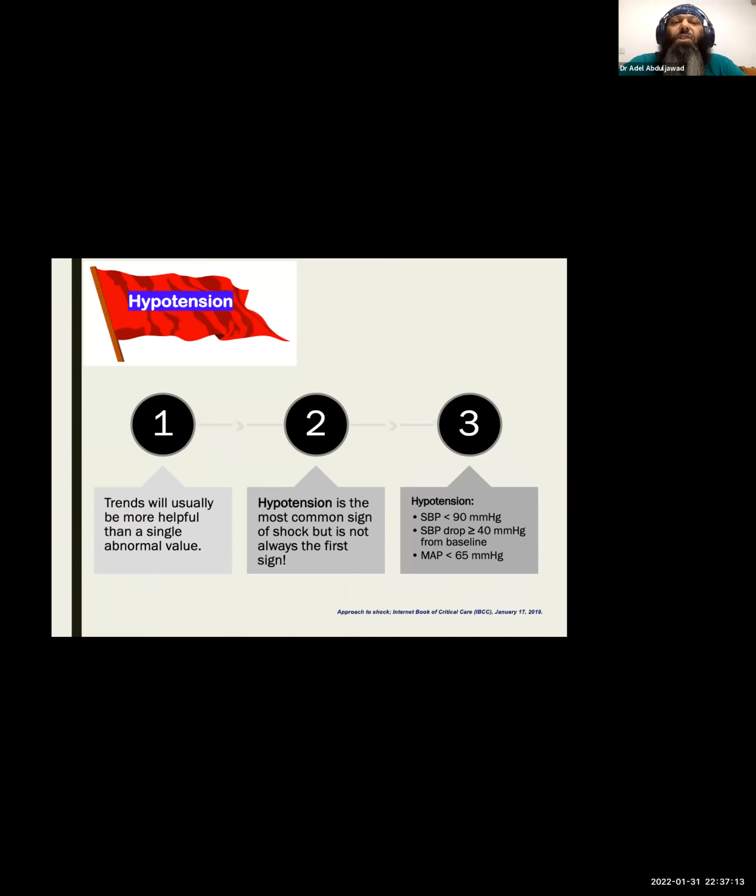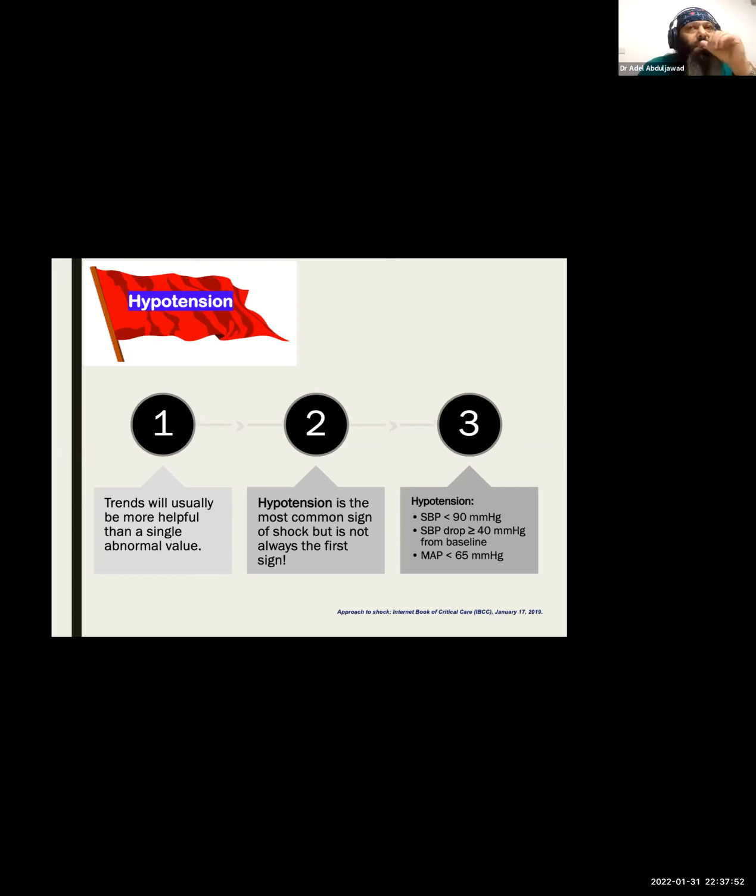For the hemodynamics, as I mentioned, all of us know by definition that shock involves hypotension. I know this is correct, but I want to highlight important things regarding hypotension. First of all, trends are usually more helpful than a single abnormal reading. So respect the trends. Don't rely on one reading. Rely on the trend. How is the trend of the readings? This is not only for blood pressure.